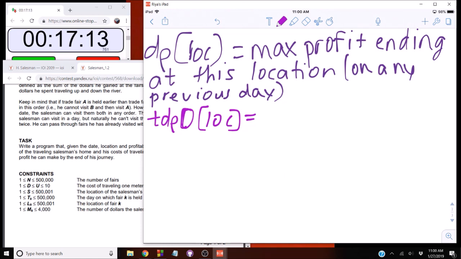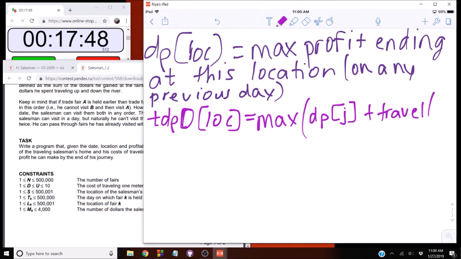Equals, and I don't think we'll count the profit right now. Sorry, we don't count the profit of the current day. So this is the max of all DP[j] plus the cost to travel from j to lock, for all j.